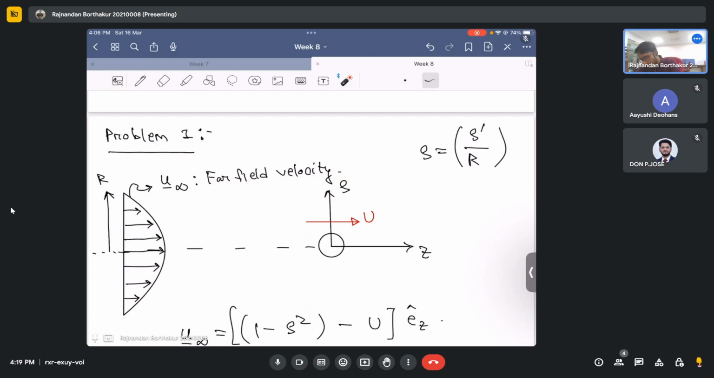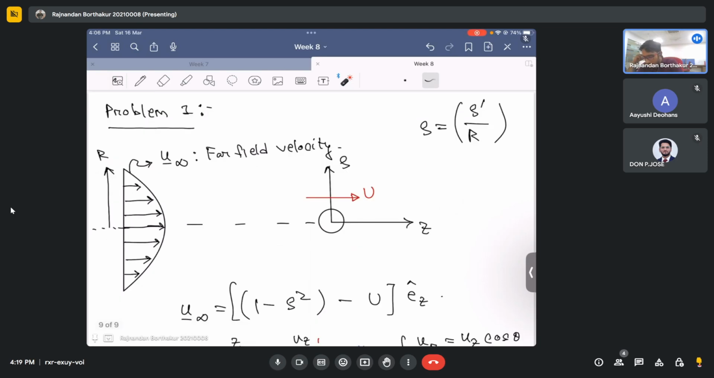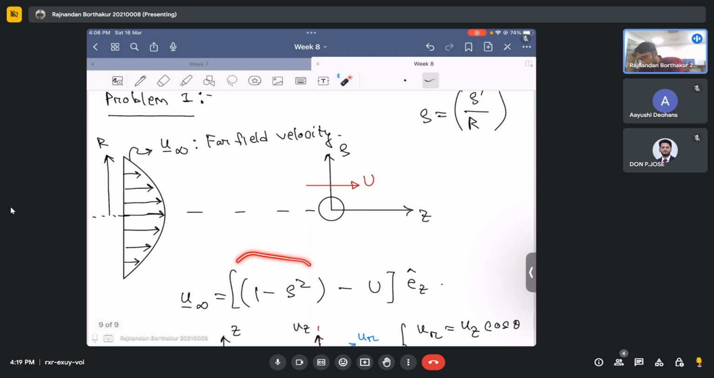And we will use the spherical coordinate system as I have said. The only bit that we know is that the nature of the parabolic flow is known. So in non-dimensional sense, they have given us that the parabolic flow basically looks like this. It is just 1 minus rho square Ez. That is a typical parabolic profile that you can assume.